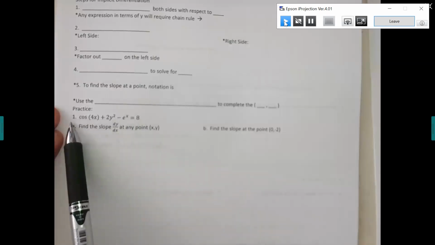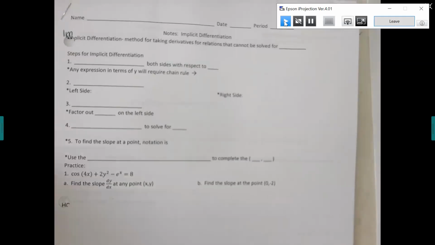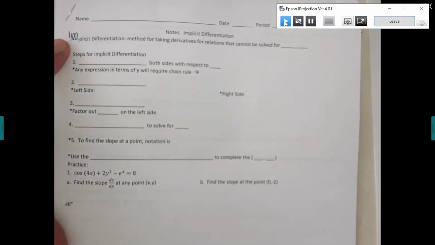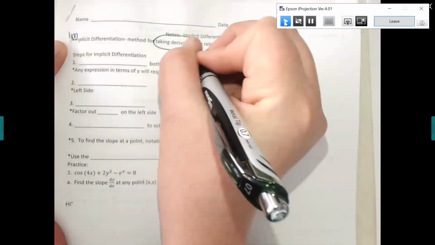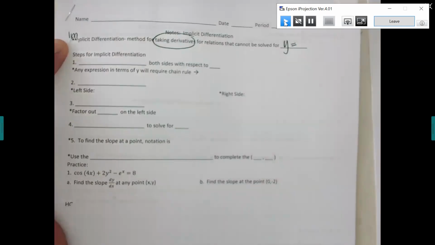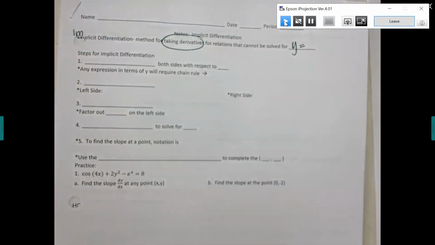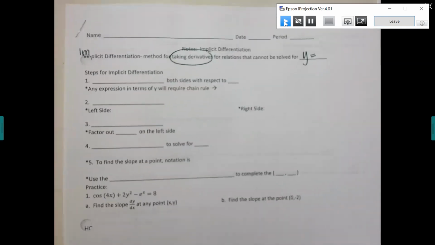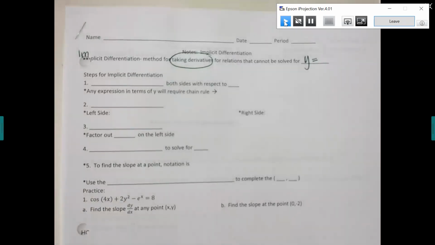So let's go up to the top and fill in. Implicit differentiation is a method used to take derivatives when you cannot solve for Y equals. So if all your X's and Y's are kind of squished together in the equation, implicit is how you take the derivative of that. There are 5 steps, and we're going to fill them out as we go.